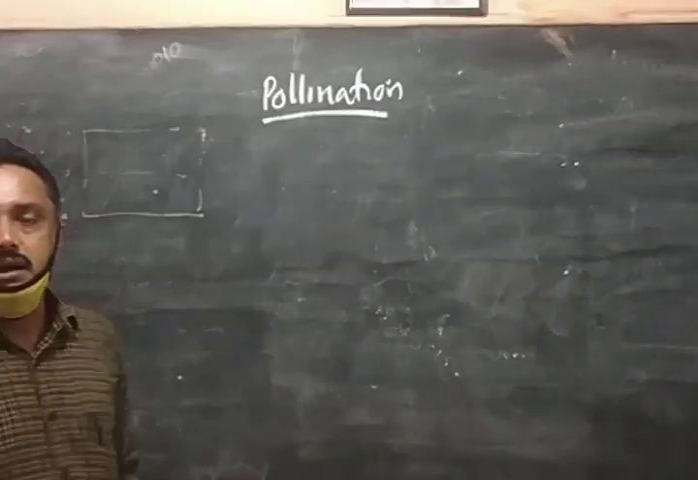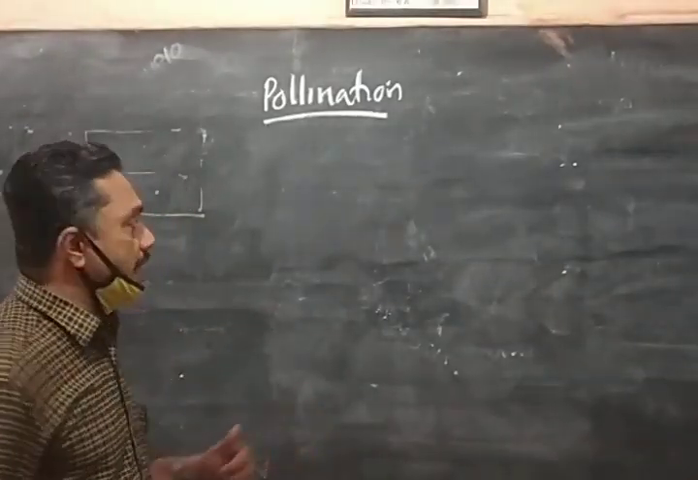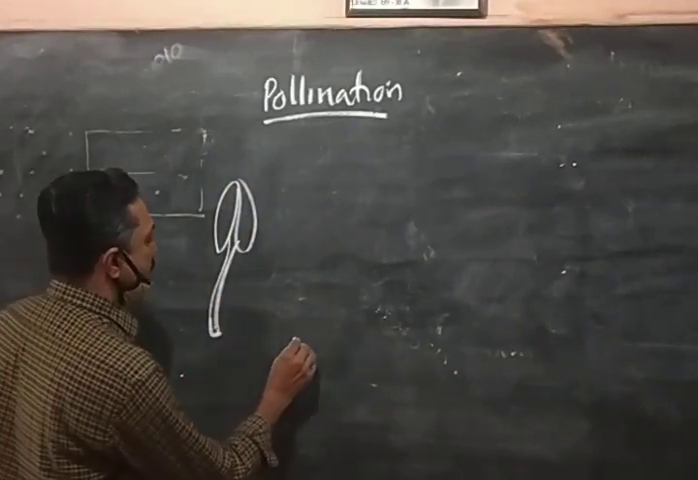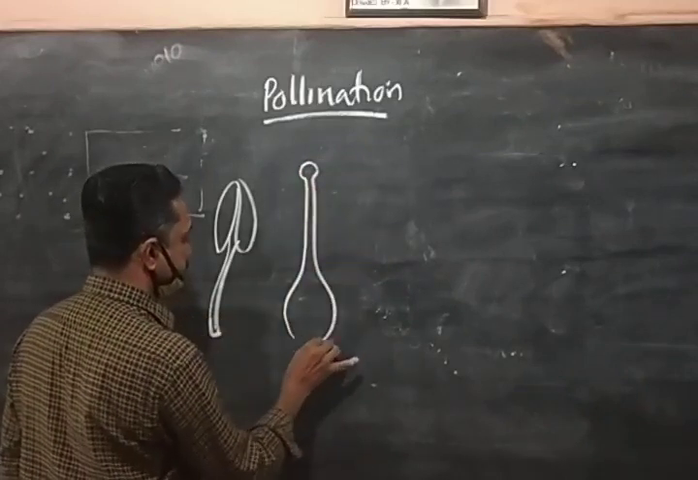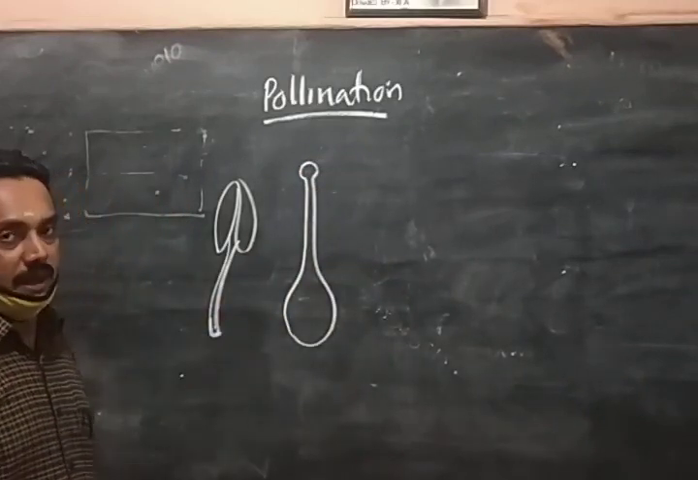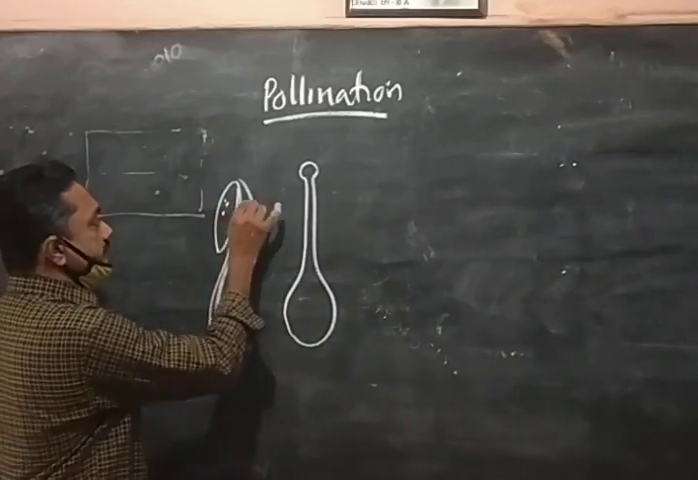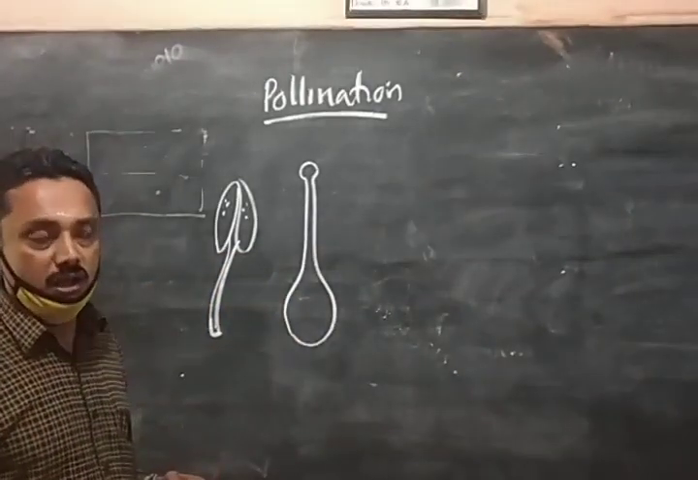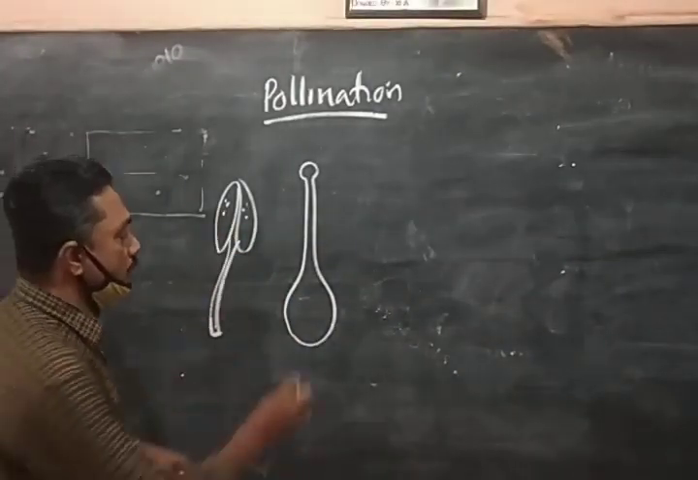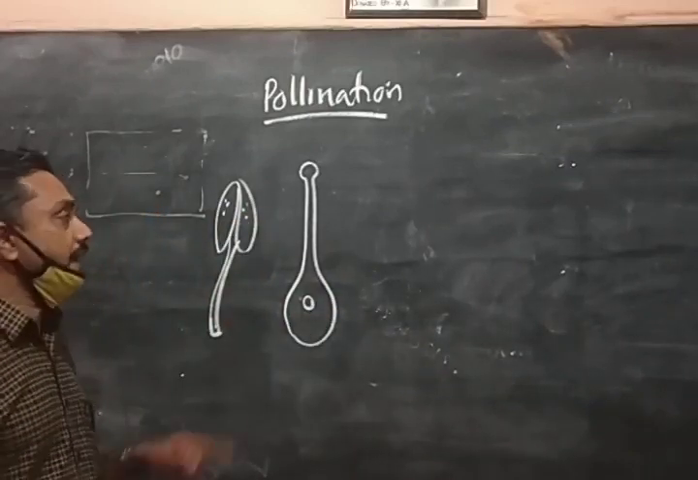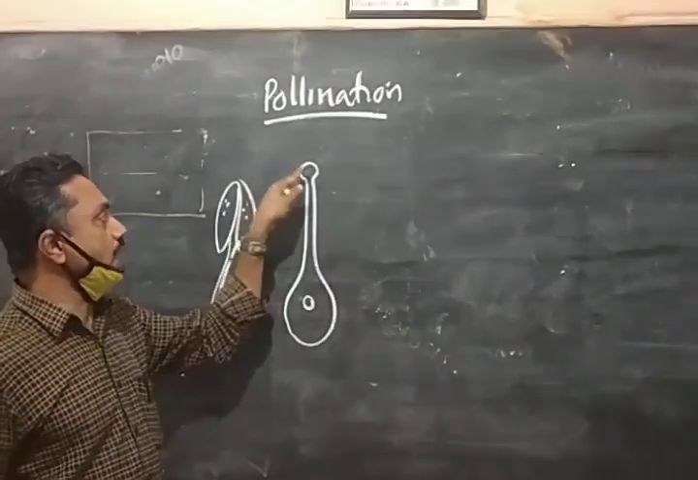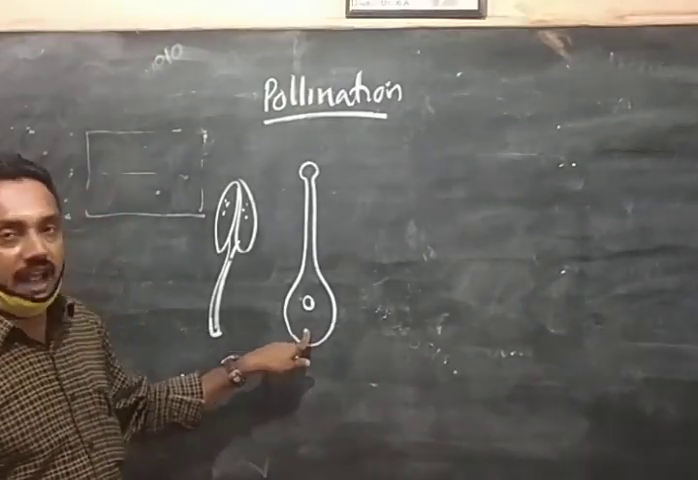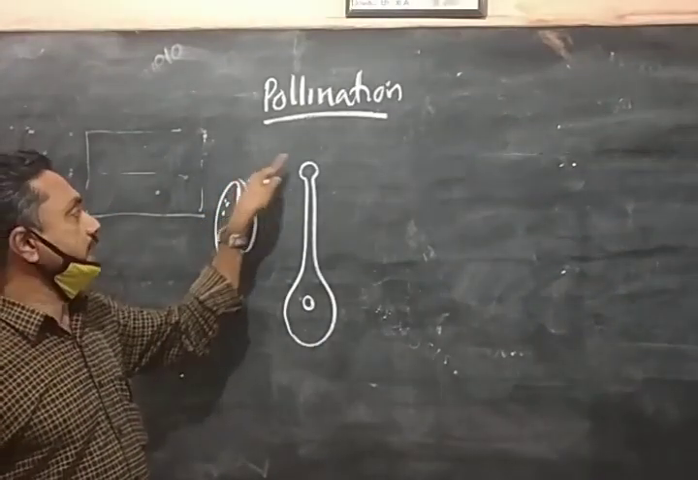Gamete transfer is called pollination. Male gametes are present inside the androecium and female gametes are present inside the gynoecium. They have to reach together for the next process called fertilization. The male gamete should be transferred to the stigma for effecting fertilization, so it should be transferred from anther to stigma.